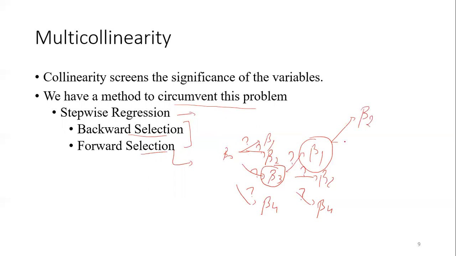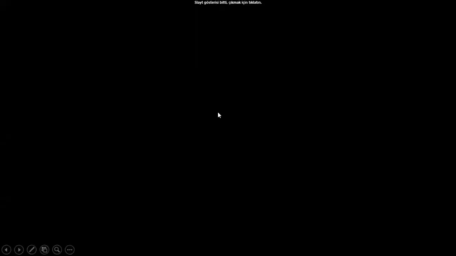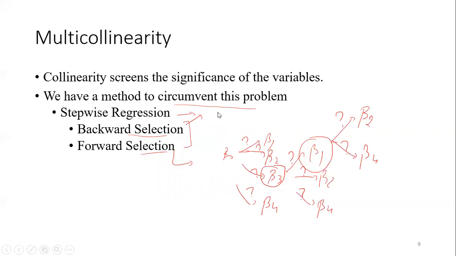So this is beta 2 or beta 4. Which one to choose? We will continue like this. In the backward selection, what we do is we start with the full model, then try to see which one has the least contribution to the model, and then eliminate the one with the least contribution. Okay? So we will see them in the coming slide or in the coming video.